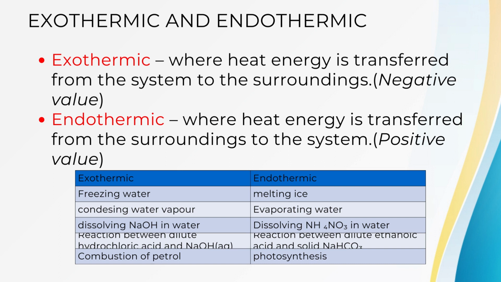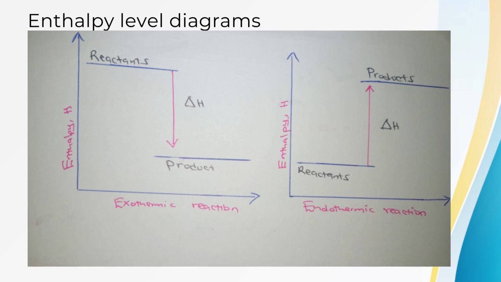Examples of exothermic reactions: we have freezing of water, dissolving sodium hydroxide in water, reaction between dilute hydrochloric acid and sodium hydroxide, and definitely combustion of petrol. Examples of endothermic reactions: we have melting of ice, evaporating water, reaction between dilute ethanoic acid and sodium hydrogen carbonate, and photosynthesis.